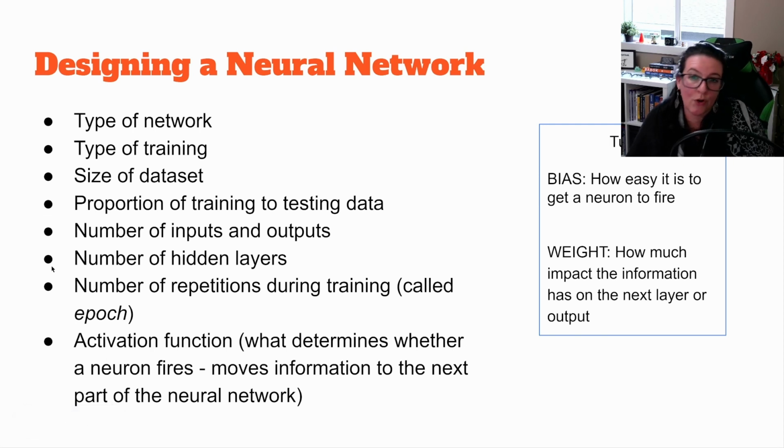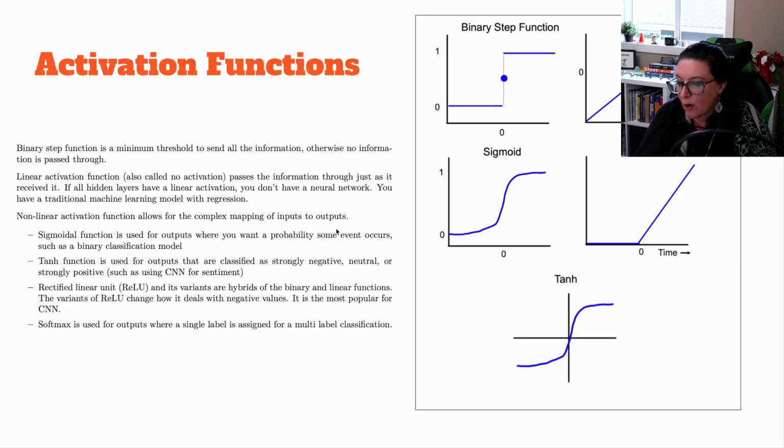So a convolution neural network, recurrent, we're going to need to decide on how we're going to prepare our data, the size of our data set, how we're going to split the training and testing, how many hidden layers we're going to have, what variables we're going to use for input, what we're trying to get as output. We're going to need to specify the number of repetitions, our epochs, how many times we go through that training data, and then we'll need to pick an activation function. And in our previous video, we talked about different types of activation functions.